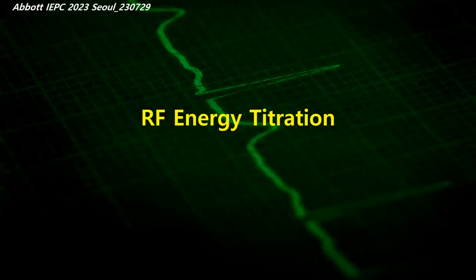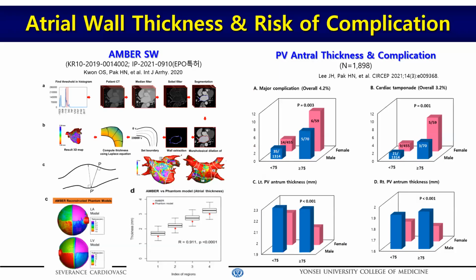Since we do not know how powerful hyper short duration is, we thought that RF energy titration was necessary. So we developed software that automatically measured the atrial wall thickness in heart CT imaging, in particular in areas where thickness measurement is difficult, such as the appendage junction area. They were automatically measured and validated with a phantom model, and the results were analyzed in more than 1,800 patients.